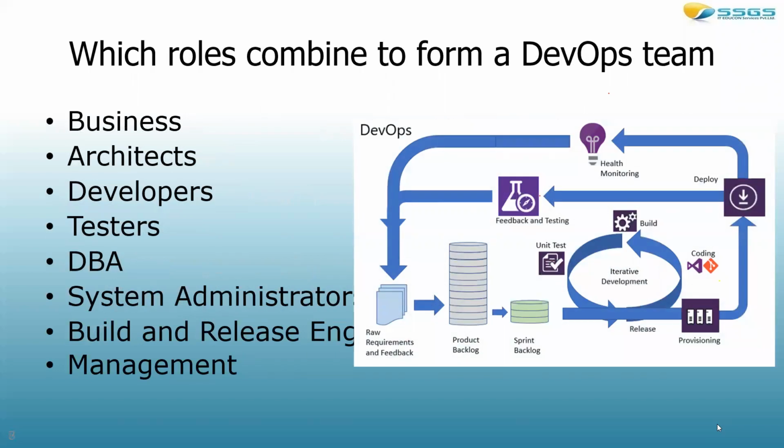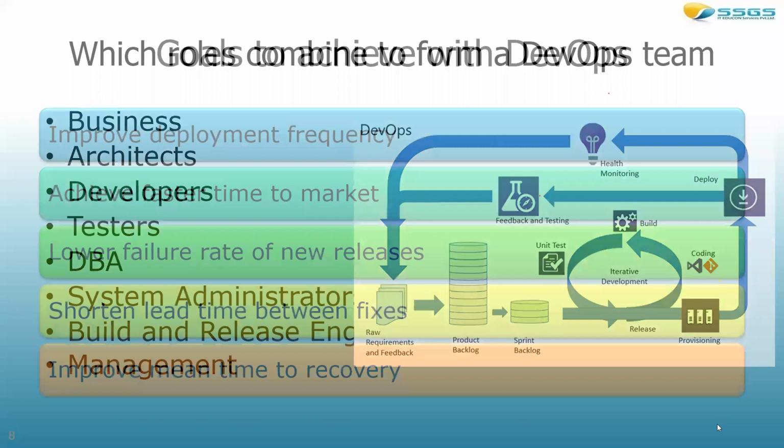You think of any role within the entire team and it is there. So it is business, architecture, development, testers, database also, system administration, build and release engineering, and to a very large extent, even the management has a role to play in the creation of the DevOps team and having success as a DevOps. So everybody is a part of the DevOps team.